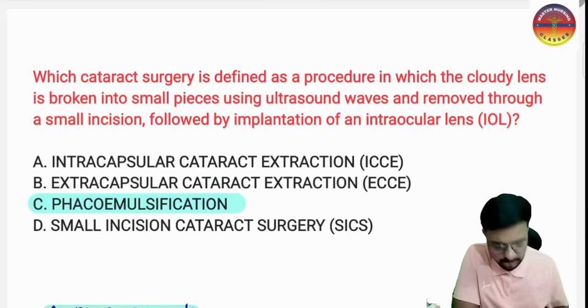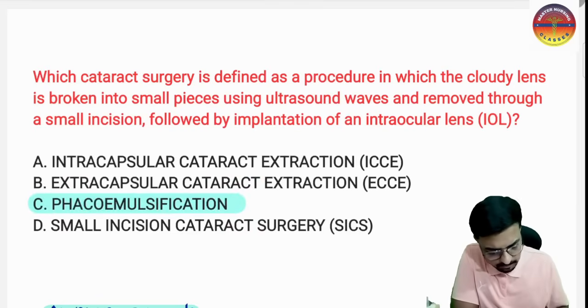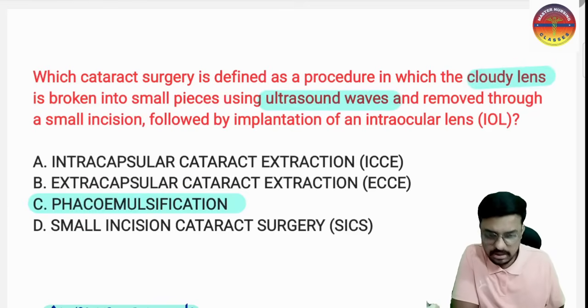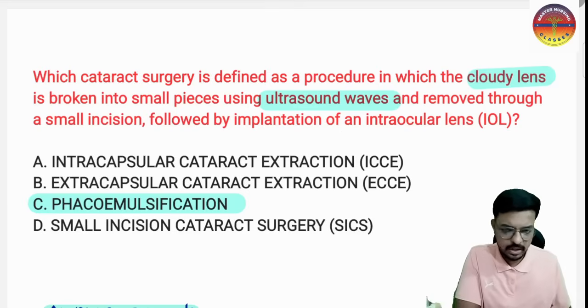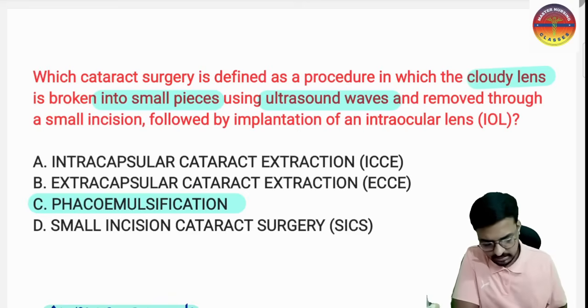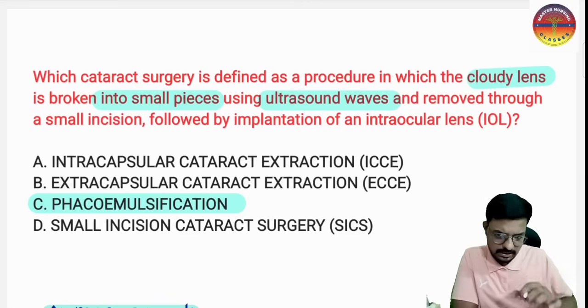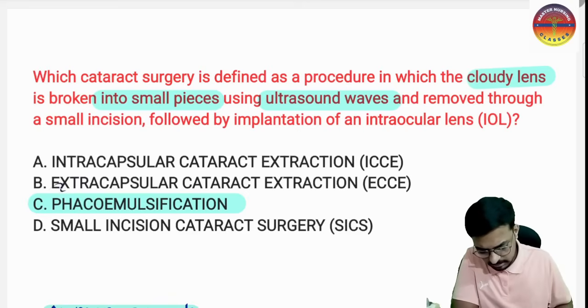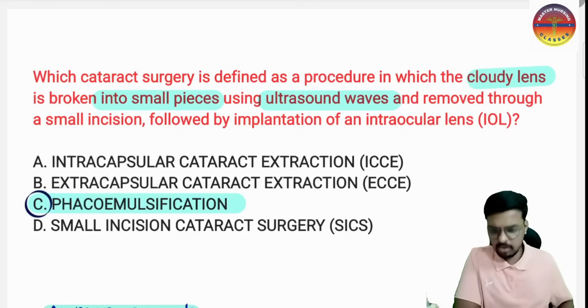Phacoemulsification is the surgery where we use ultrasound waves to break the cloudy lens. The cloudy or opaque lens, which I showed in the image, is broken into small pieces using ultrasound waves. That is very important. We make a small incision and take the pieces out. That surgical procedure is called phacoemulsification.